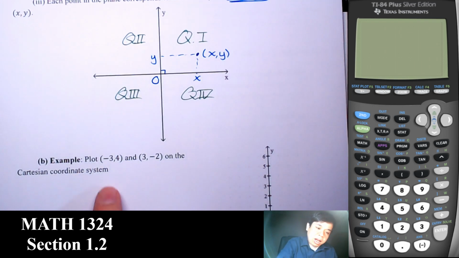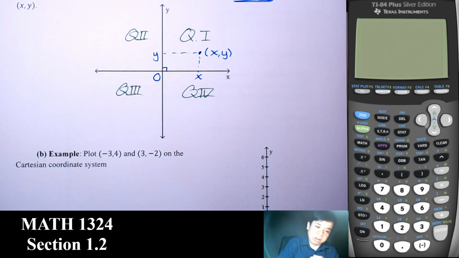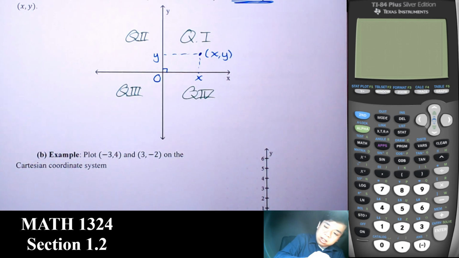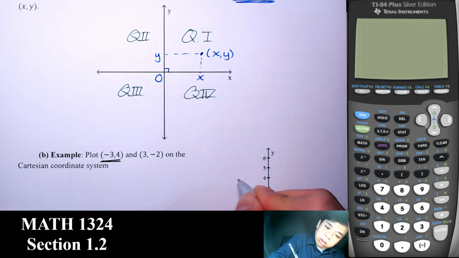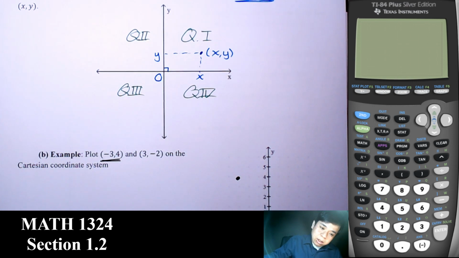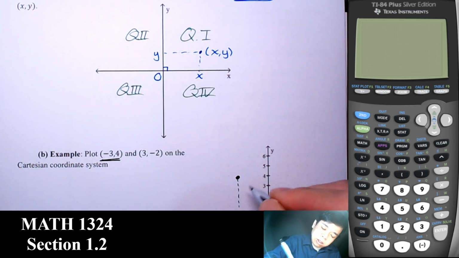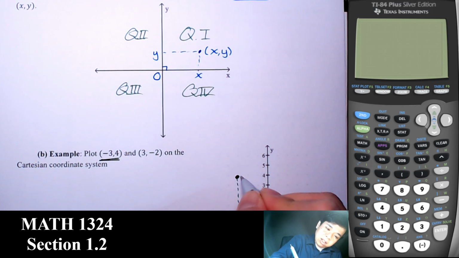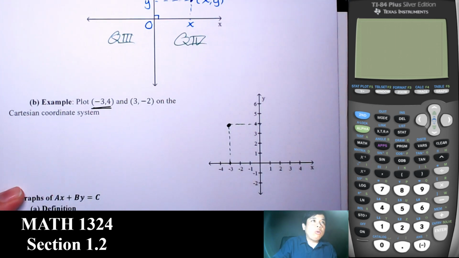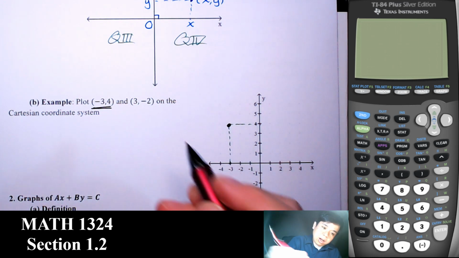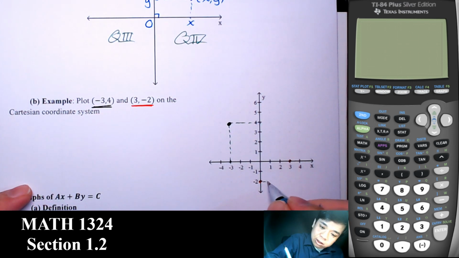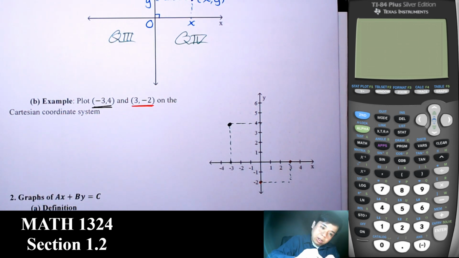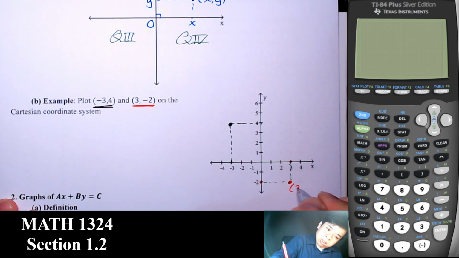Now let's plot the points (-3, 4) and (3, -2). First, (-3, 4). So x is -3 and y is 4. So we have -3 on the x-axis and 4 on the y-axis. That's what we have. Next, (3, -2). So 3 on the x-axis and -2 on the y-axis. So the point here is (3, -2).